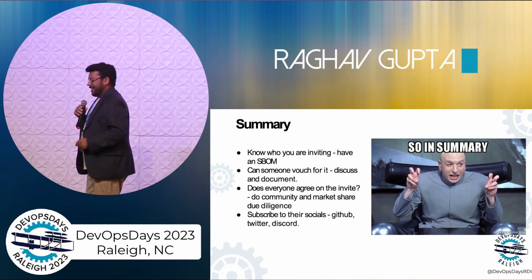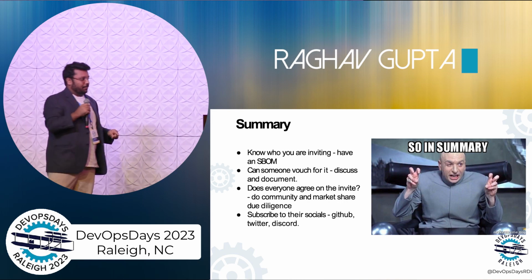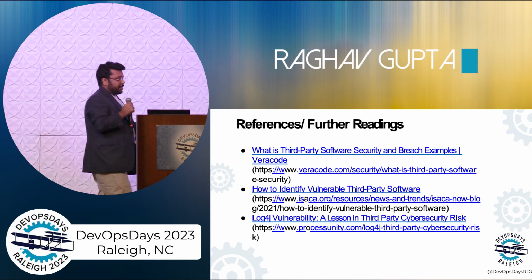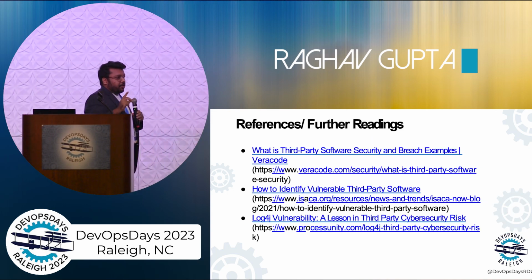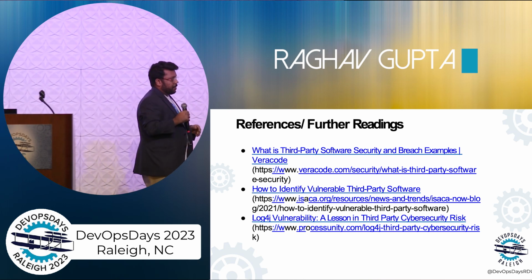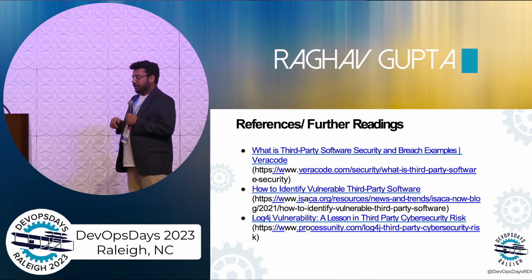So in summary, know who you're inviting, create an SBOM. Can someone vouch for it? Discuss and document. Does everyone on your team agree with the invite? And subscribe to their socials, literally.